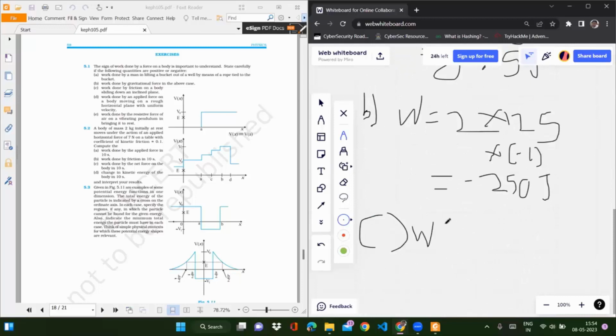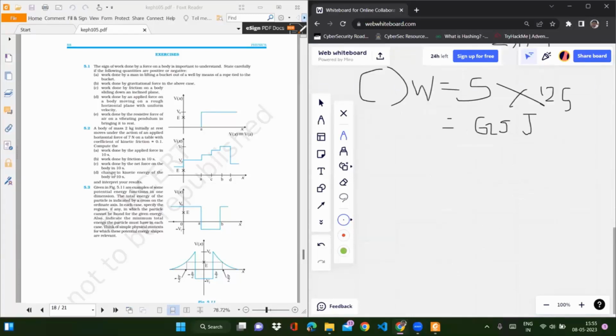That is nothing but work done equals F s cos theta. So F is 5 Newton, and s, that is displacement, is 125. So the work done in this case will be 625 joules.